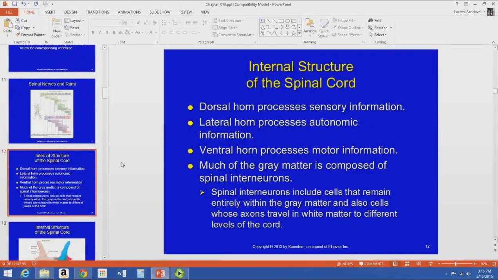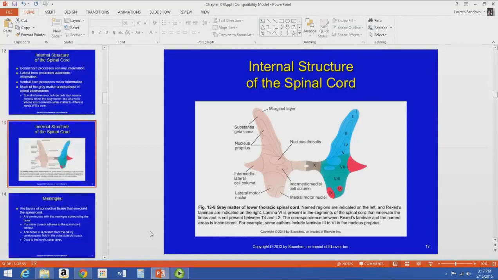So the dorsal horn, we looked at that picture, processes the sensory information, the lateral horn processes the autonomic information, and the ventral horn processes the motor information. And a lot of the gray matter is composed of those spinal interneurons. So this is the H, the gray matter of the spinal cord, and this is in the lower thoracic area. I don't expect you to know all these details of these little layers, the substantia gelatinosa and all that, but it just gives you an idea.